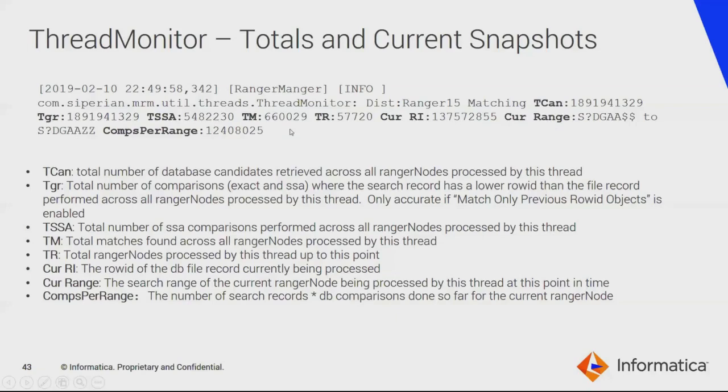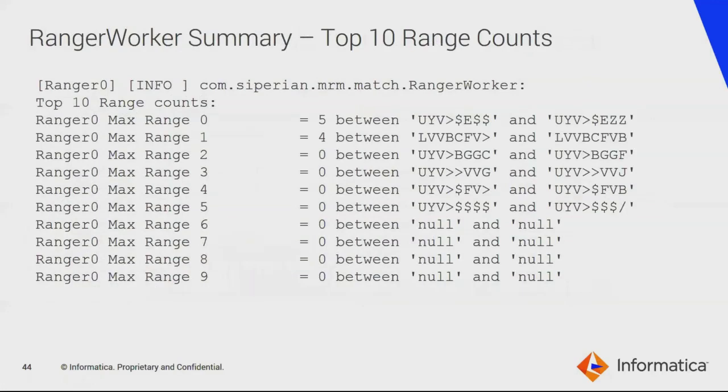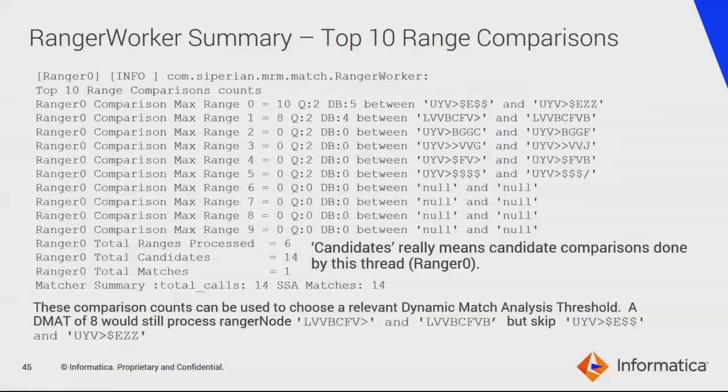But otherwise, yeah, that's sort of the best way to use it, I think. And so at the end of your job, each thread, RangerWorker will come up with a summary of what it's done. The first part of that summary shows the ranges that had the most database file candidates that had to be read from the strip table. Okay. And the second part is similar, but not quite the same.